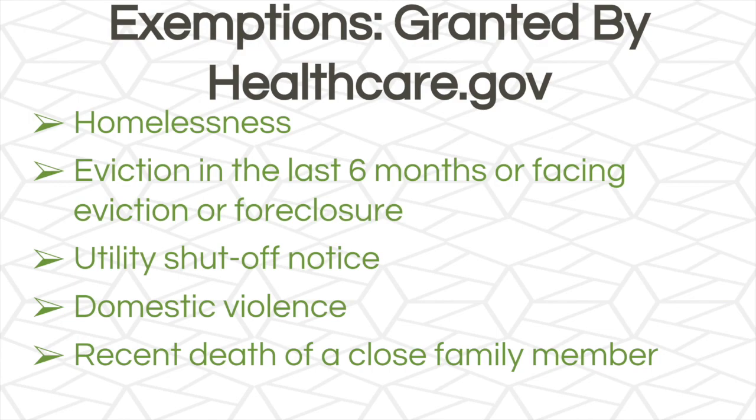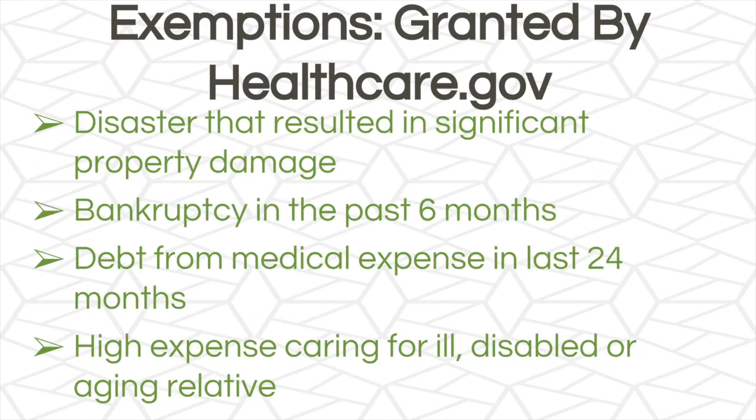Okay, so some of those exemptions that are granted by the marketplace are for individuals that have experienced homelessness during the tax year, have faced eviction in the last 6 months, or are facing eviction or foreclosure, if they have a utility shutoff notice, if they are a victim of domestic violence, or if they experienced the recent death of a close family member, if they had a disaster that resulted in significant property damage, if they experienced bankruptcy in the past 6 months, if they have debt from medical expenses in the last 2 years, or if they have high expense caring for an ill, disabled, or aging relative.